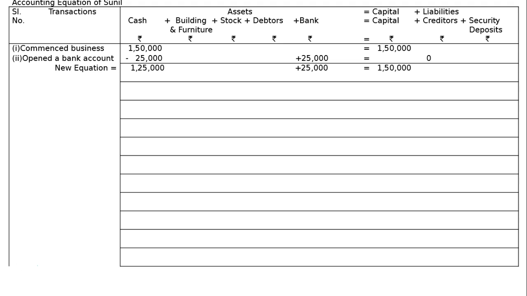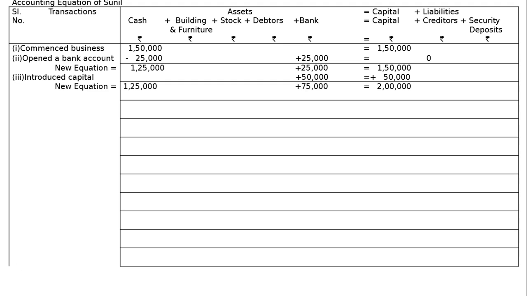Third transaction, he sold his personal car for rupees 50,000 and deposited the amount in the firm's bank account. That is further capital introduced. Sold his private car and deposited the money into the firm's bank. It is introduced capital, or further capital introduced. Since it was deposited into the bank, add to the bank account and add to the capital. Then your new equation.